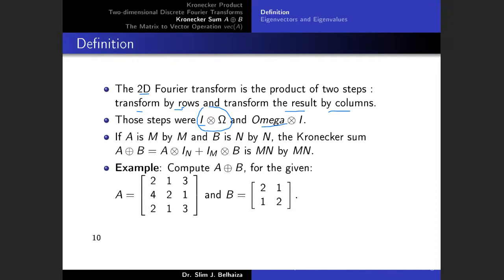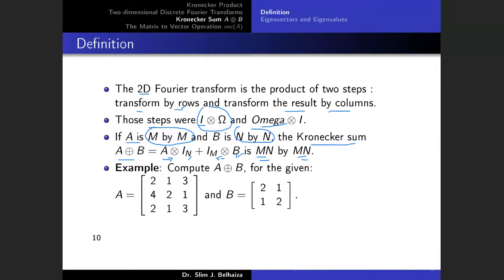Here, I'm defining that A is m by m, so it's a square matrix, and B is n by n. The Kronecker sum is simply obtained using two Kronecker products. So it's the Kronecker product of A by In, which is the identity matrix of size n, plus the Kronecker product of the identity matrix of size m by B. So you get mn by mn.